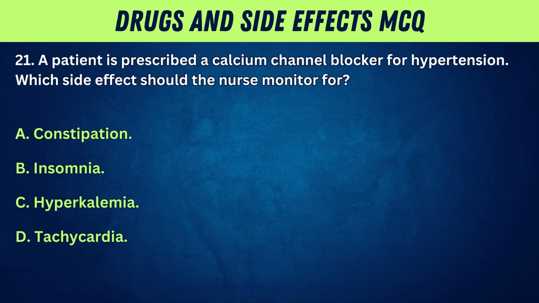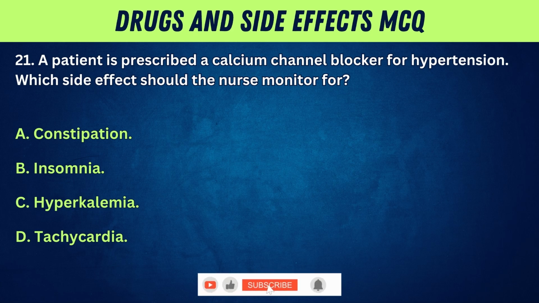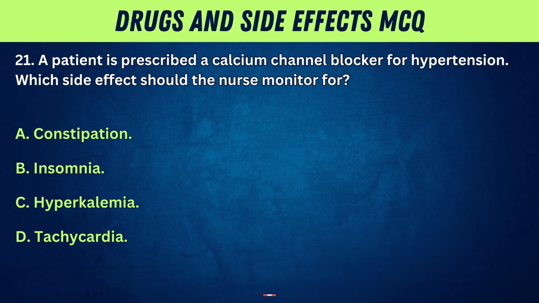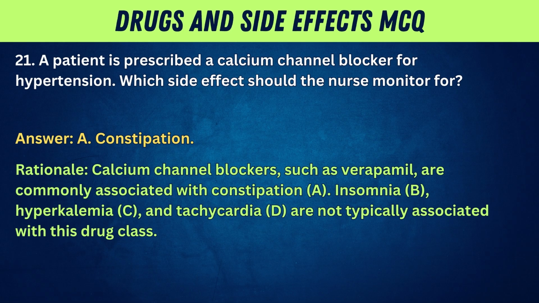21. A patient is prescribed a calcium channel blocker for hypertension. Which side effect should the nurse monitor for? A. Constipation. B. Insomnia. C. Hyperkalemia. D. Tachycardia. Answer: A. Constipation. Rationale: calcium channel blockers, such as verapamil, are commonly associated with constipation, A. Insomnia, B, hyperkalemia, C, and tachycardia, D, are not typically associated with this drug class.